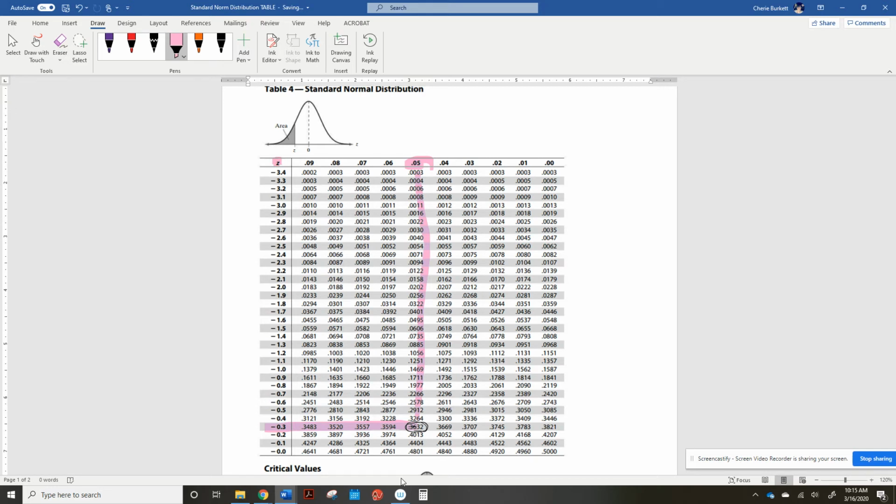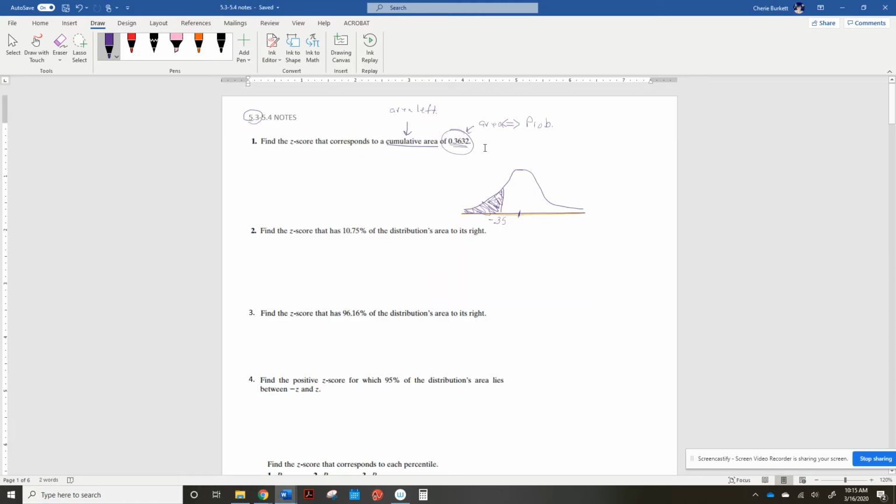A z-score of negative 0.35. Well, let me write on it. Negative 0.35. Okay, so that's the z-score that we just found. So we come over here, and that was the same thing that we found. So the z-score equals negative 0.35.